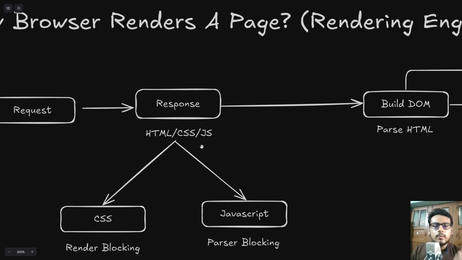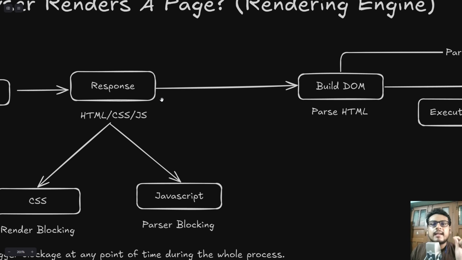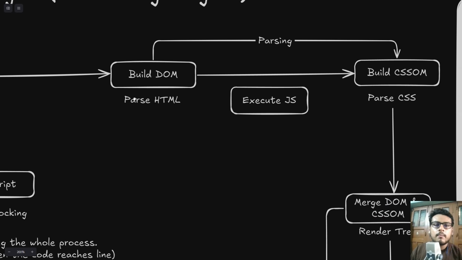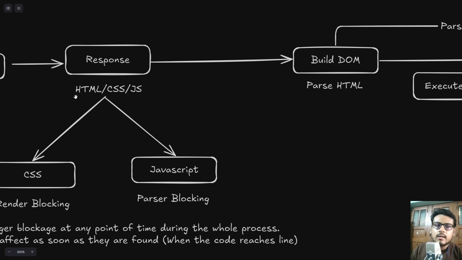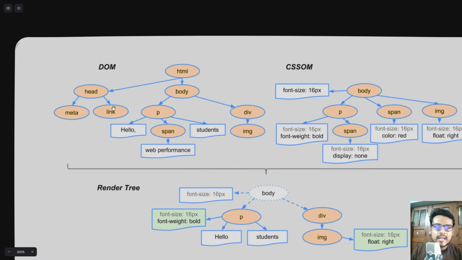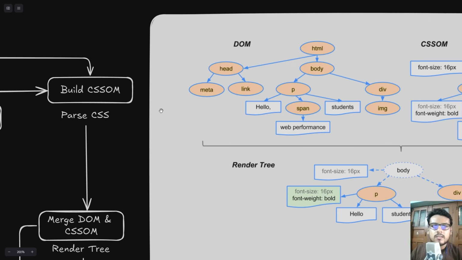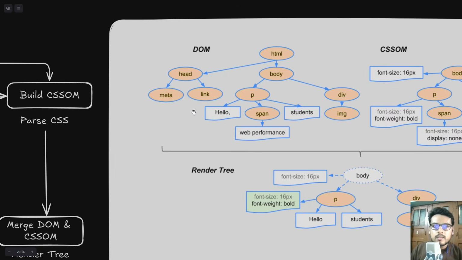Once you get the response of HTML, CSS, and JavaScript, the first thing that happens is the building of the DOM, the document object model. This DOM is where we parse the HTML first. It is not like we are going to get HTML again and again. It comprises the HTML body, head, meta, link, p tag, span tag, and whatever the level of nesting is. So whenever you parse the HTML, you build this DOM tree.